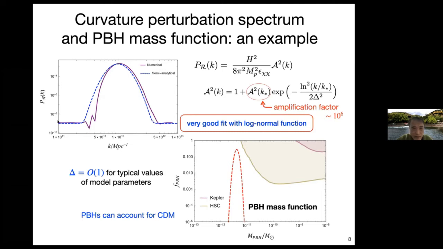Originally the amplitude of the cosmological curvature perturbation power spectrum is like 10 to the minus 8, but it can be amplified to about 0.01 or so, and this can give rise to abundant primordial black hole formation. So this is another model which can give rise to lots of primordial black holes, and can also account for, say, cold dark matter as well.